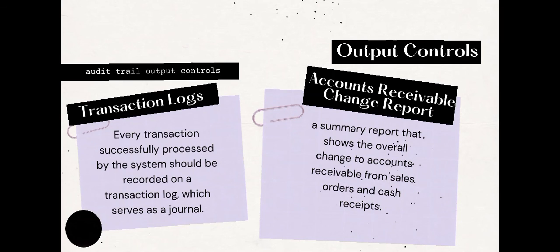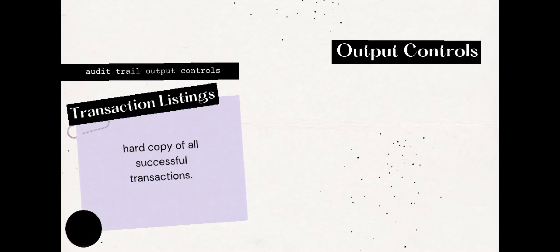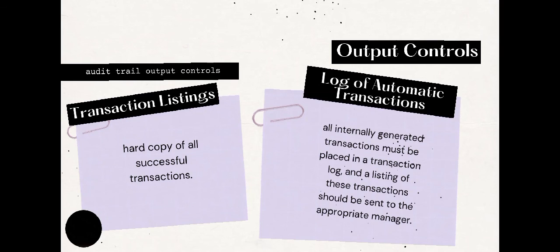Second is transaction logs, which serve as a permanent record of valid transactions and scratch rejected ones, transferring them to the error file. Third, transaction listings, these are listings which should go to the appropriate users to facilitate reconciliation of input. Fourth is the log of automatic transactions, wherein all internally generated transactions must be placed in a transaction log and a listing of these transactions should be sent to the appropriate manager.